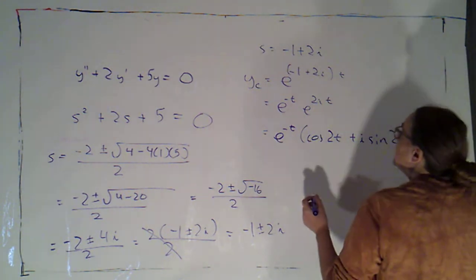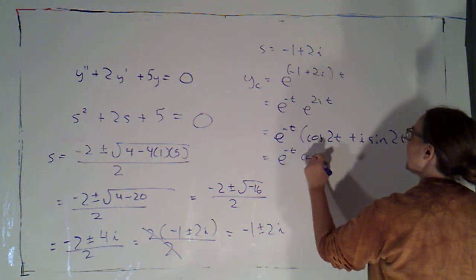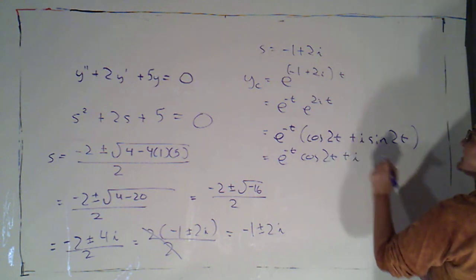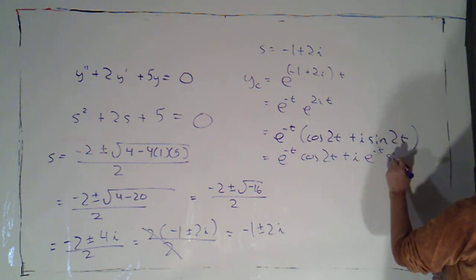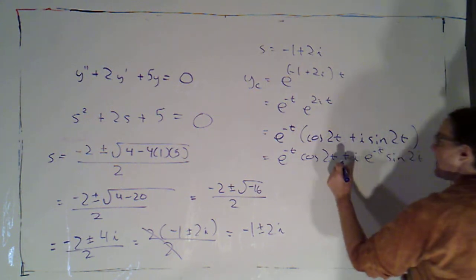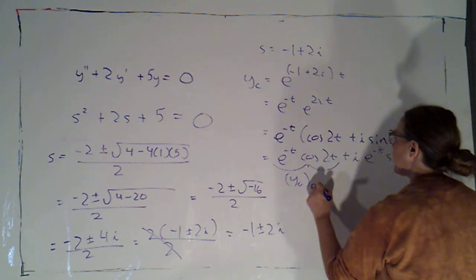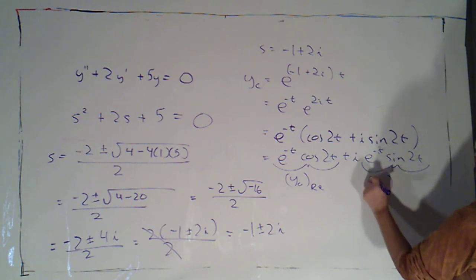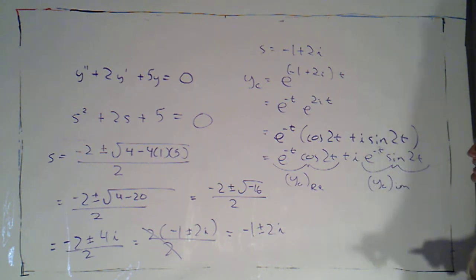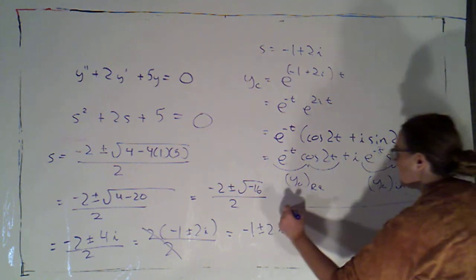Alright, so if I distribute the e to the negative t, that's e to the negative t times cosine 2t plus i times e to the negative t times sine of 2t. This is the real part. This, without the i, is the imaginary part. And my general solution is an arbitrary linear combination of these two.